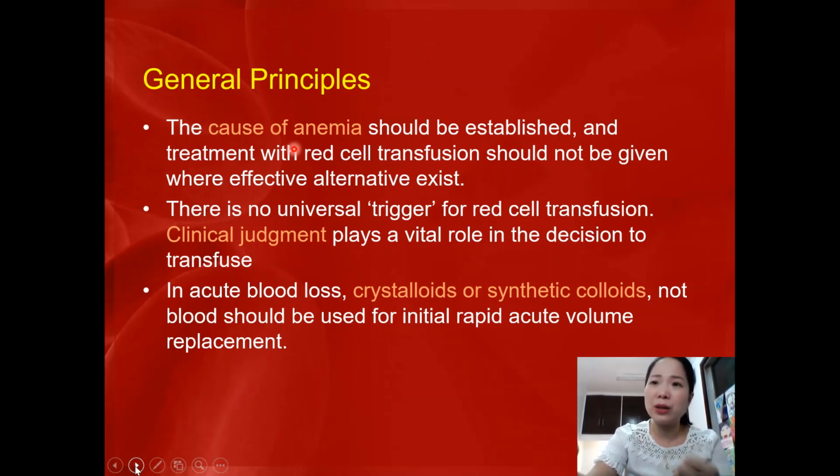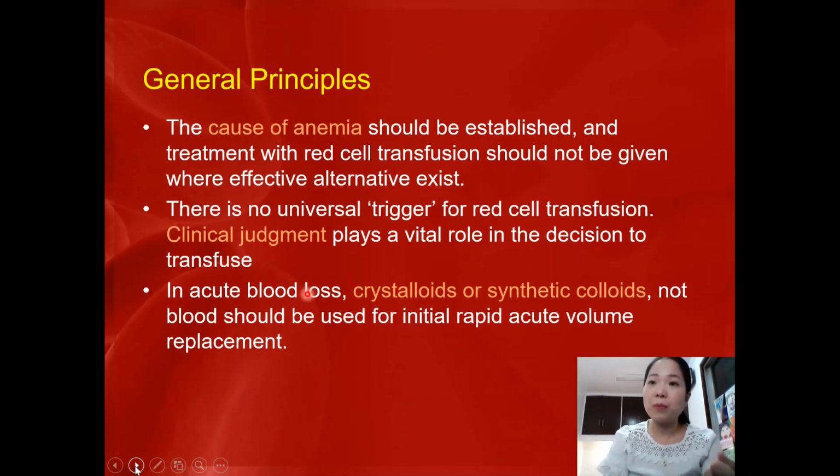Is this just iron deficiency anemia that can be addressed with just giving oral medications? Can it be addressed by just giving IV iron or iron sucrose? Can the clinical condition of your patient be addressed by just increasing the erythropoietin injections and do away with any blood transfusion? These are the important questions that you have to ask. And again, there is no universal trigger for red cell transfusion. You always have to look at your patient clinically, the clinical judgment of each clinician.